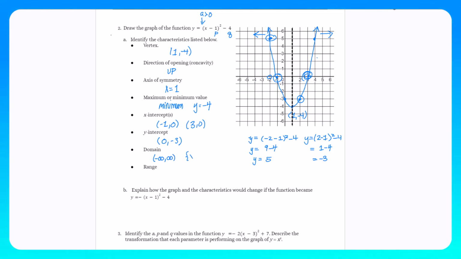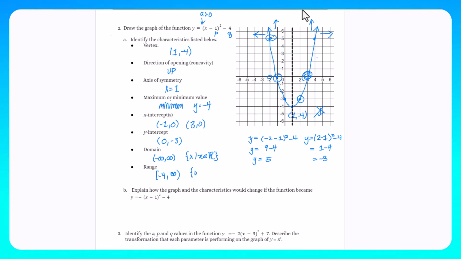But we can also write it in set notation like that. We also know the range. Notice here, this graph is increasing this way and increasing here, but it's not increasing down. We're not going down here. So the minimum value becomes the lower limit of the range, and that just keeps going into infinity.